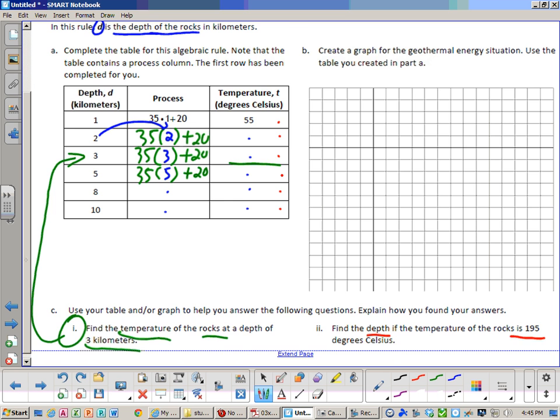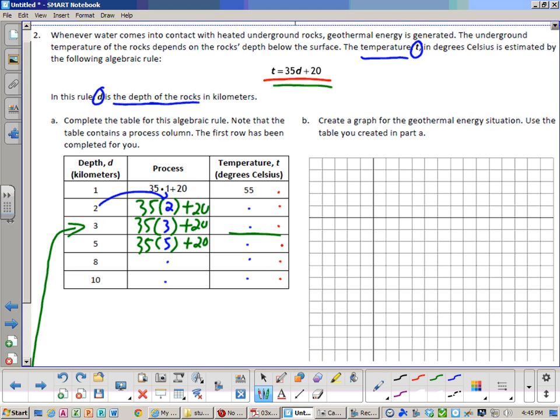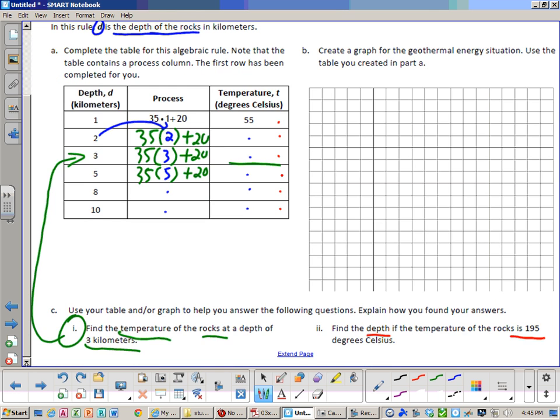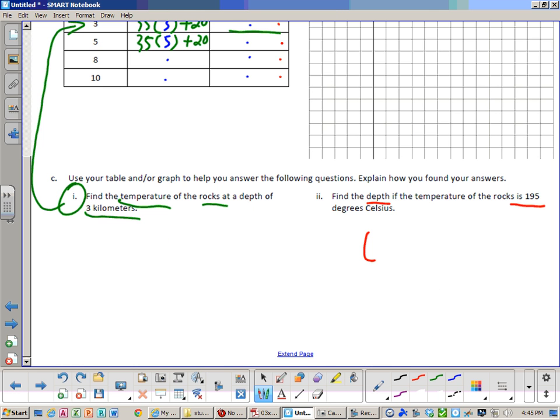It said that the rule is this, right? So what I'm going to do is write that down again, just right here, so I could just look at it. It was T equals 35D plus 20. I think, I hope. Yes, it is. Okay. T equals 35D plus 20.